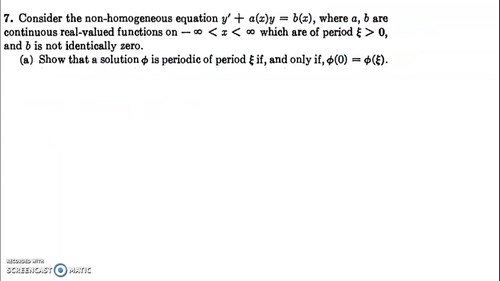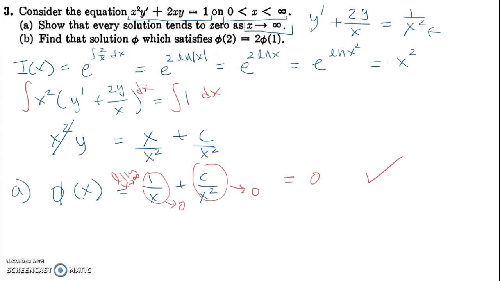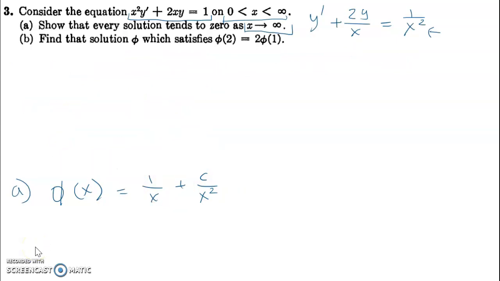Alright, let's go ahead and do part B. So for part B, we can use the answer that we got for part A and plug in these values, 2 for x, and hopefully we can show that phi of 2 is equivalent to 2 times phi of 1. Let me find phi of 2 first. That's going to give us 1 over 2 plus c over 4.